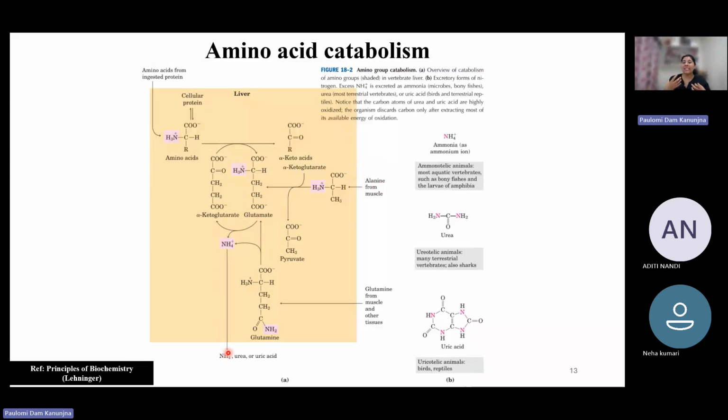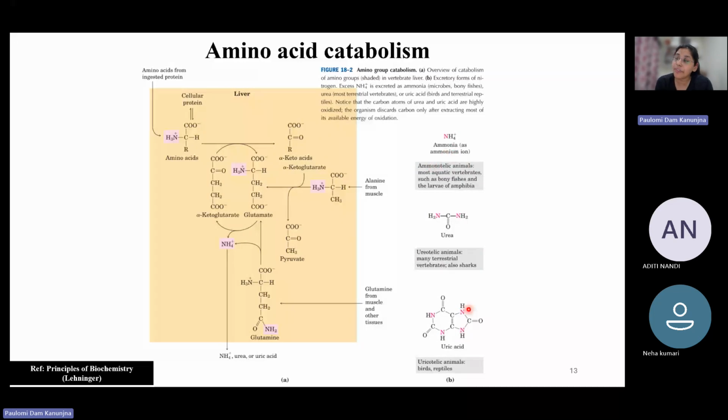How is ammonium excreted from a cell? We have seen this multiple times in our literature. We know ammonium can be excreted as ammonium, as urea, or as uric acid. Where do humans fall? Humans fall here. We excrete urea. Animals which excrete ammonia, when they don't modify ammonium any further, are called ammonotelic animals. Ammono means ammonia. So they are excreting ammonia. And these you will see in fishes.